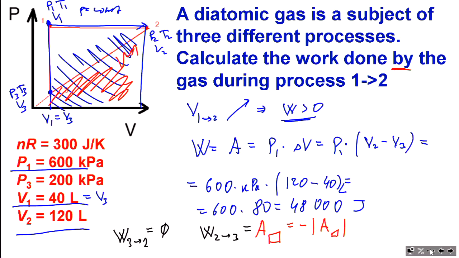How do we calculate area? Well, it's a trapezoid. You can use the equation for area of a trapezoid, or you can break it into two different figures, a rectangle and a triangle, and do that.